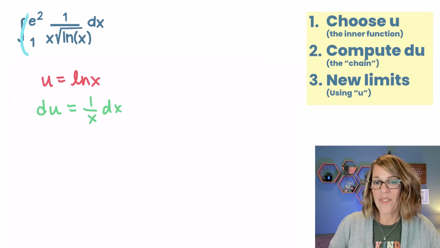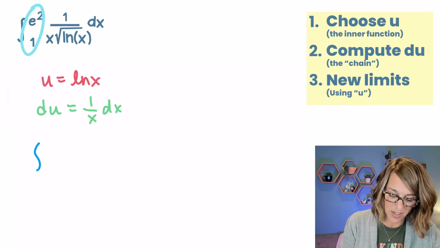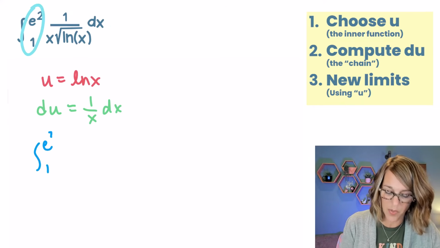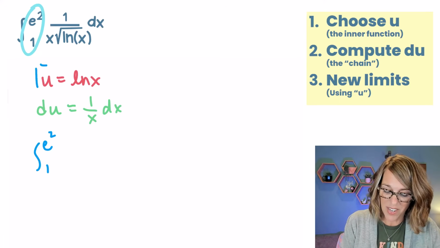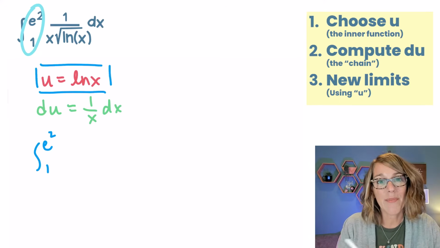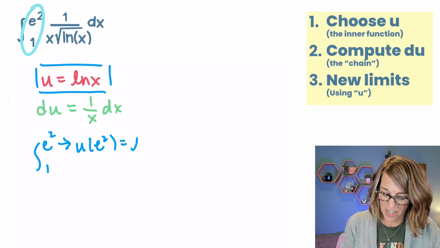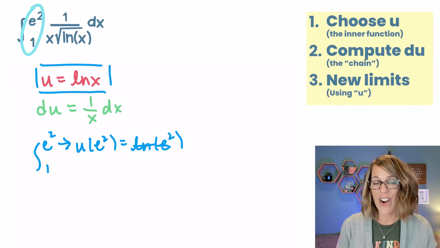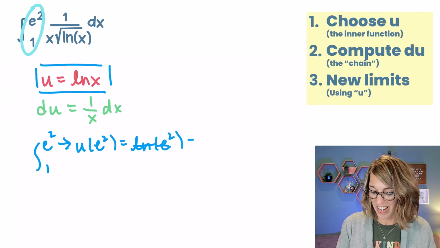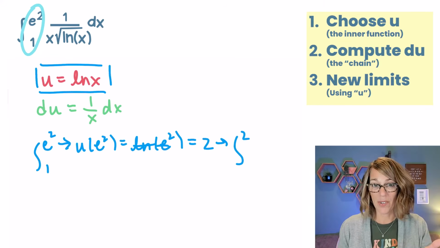Now finally, we've got to replace those limits of integration. So my limits of integration were running from 1 to e squared, but these were in terms of x. I need to use my u definition to get them in terms of u instead. So I'm going to take u of e squared. That's going to be the natural log of e squared, but the natural log and e are inverse functions of each other, and I end up with a 2 as my upper limit in terms of u.